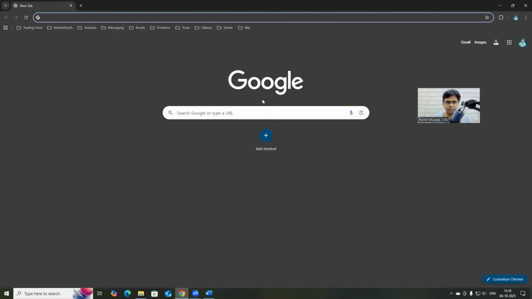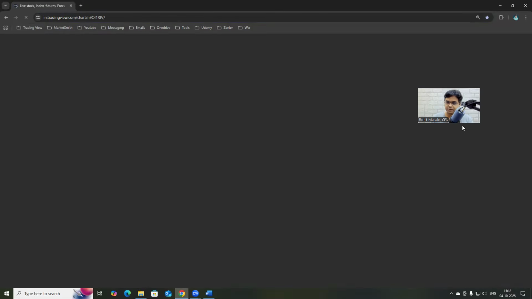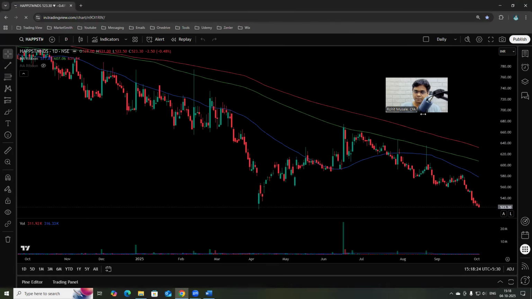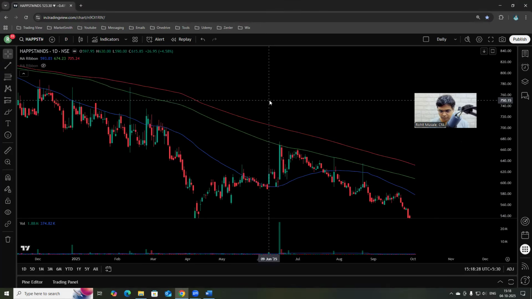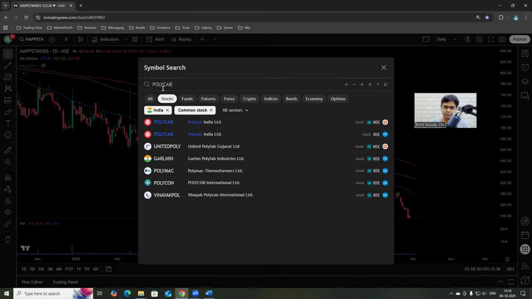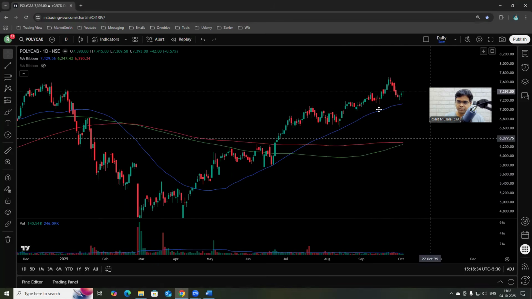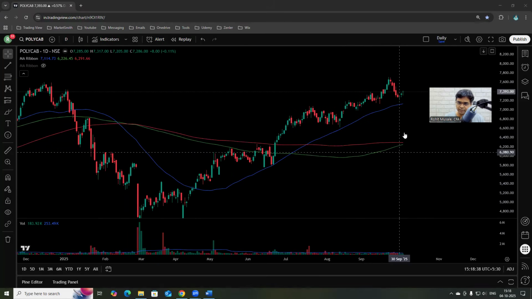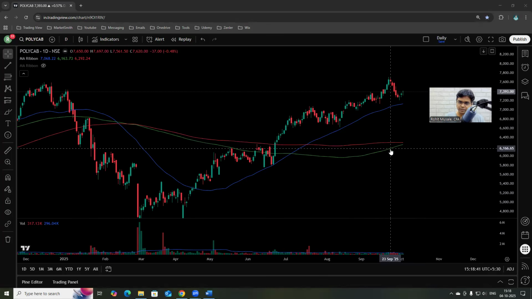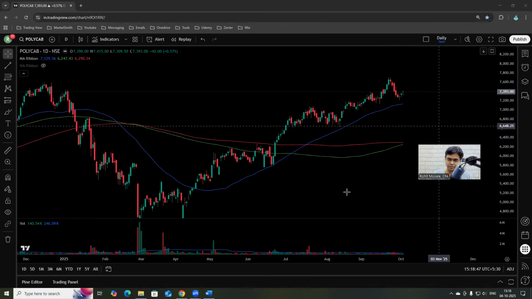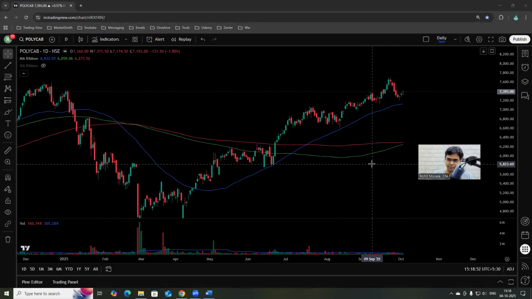So basically, he's talking about the moving averages. Let me go to the moving averages. So let's take any stock, say for example, Polycab. Okay, so here you see blue, green, red. So red is the 200 SMA, green is the 150 SMA, and blue is the 50 SMA. So he's asking, why are these not EMA? Why are they SMA? Well, the answer is very simple.